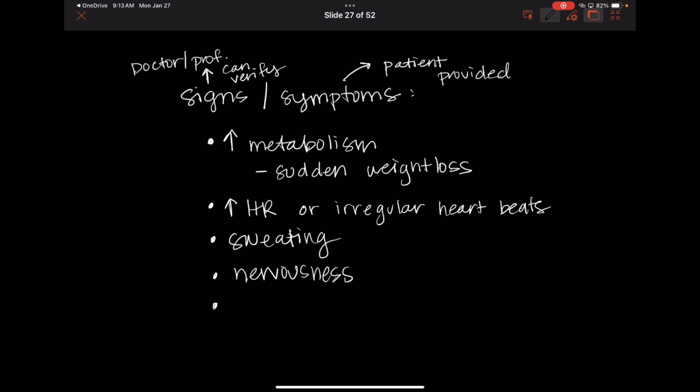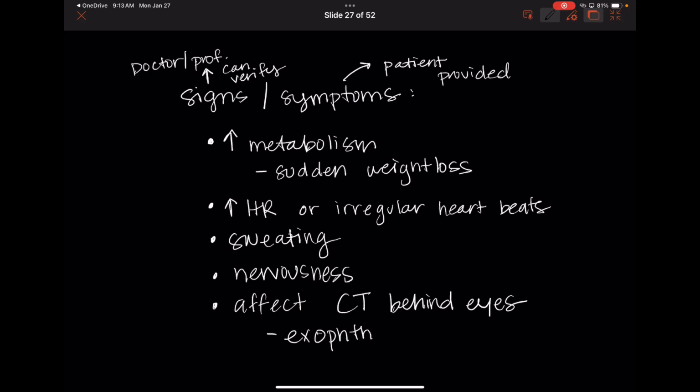And then it happens to affect the connective tissue, CT for connective tissue, behind the eyes, causing something called exophthalmos. And it's spelled just like that, exophthalmos. And that's bulging eyes. So I'll show you a picture of that next.